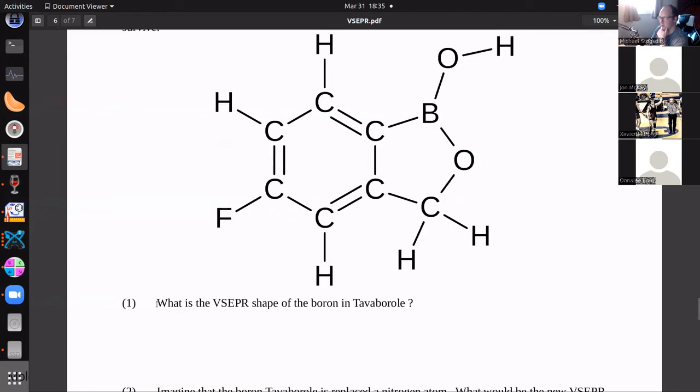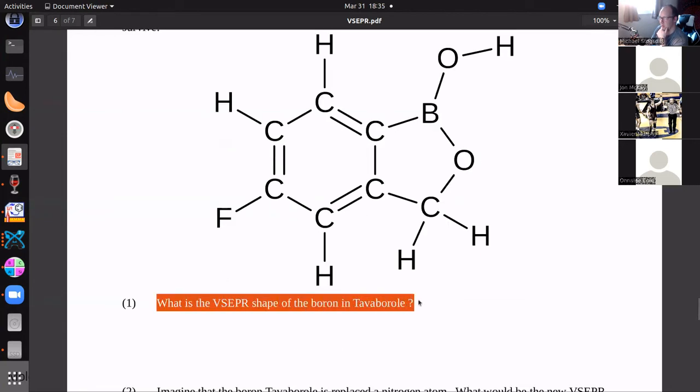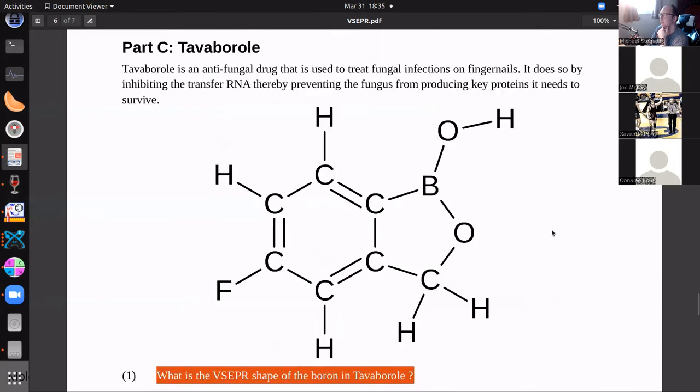So our question here is, what is the VSEPR shape of the boron in the tavaborole? So here is our boron.